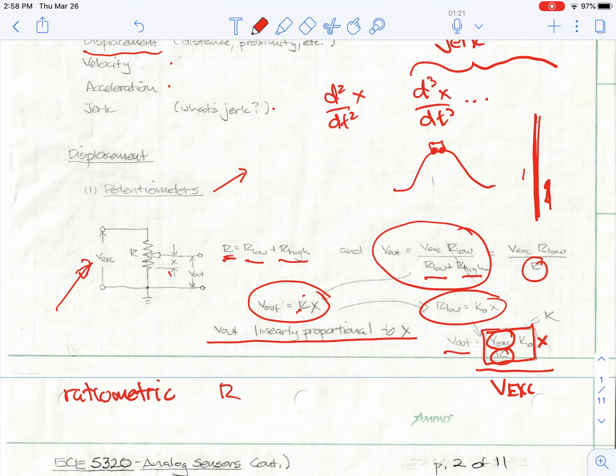The second thing is R changes. What would cause R to change? Well, temperature. And so I have to be careful about something called self-heating. I have to make sure that the current that I'm driving through this loop does not cause the resistor to heat up significantly and thereby change the resistance.